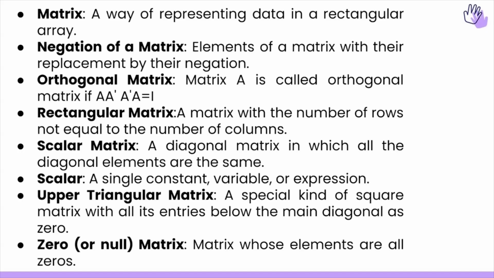Upper triangular matrix, similar to lower triangular. In the upper triangular, all the elements below the diagonal should be zero, and on the diagonal and above the diagonal should be non-zero. Zero or null matrix: a matrix whose elements are all zeros. So all the elements in the particular matrix are zero.